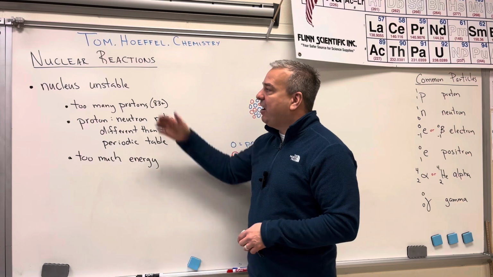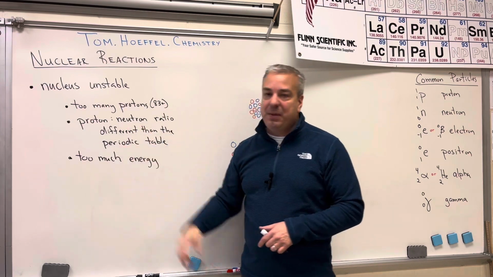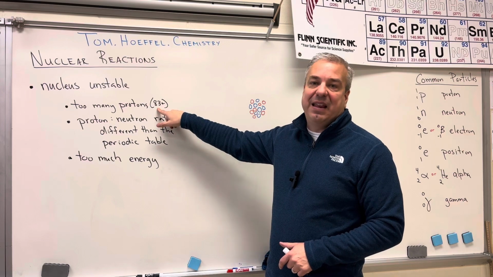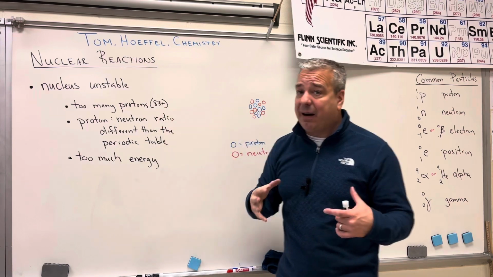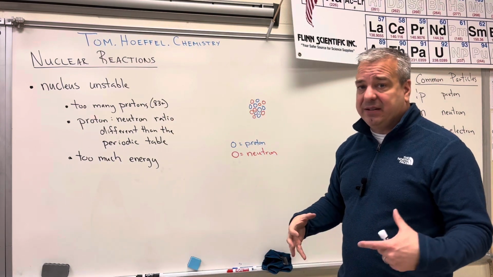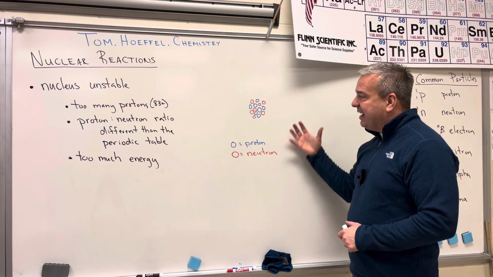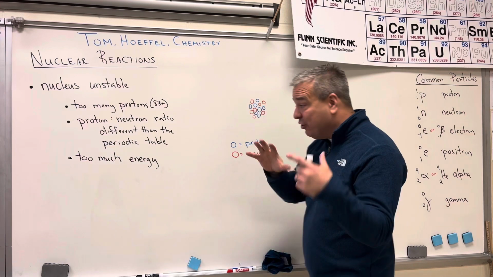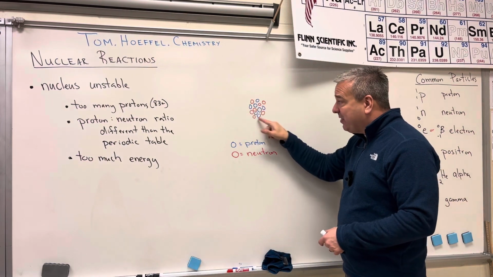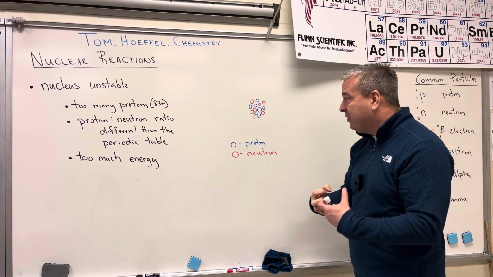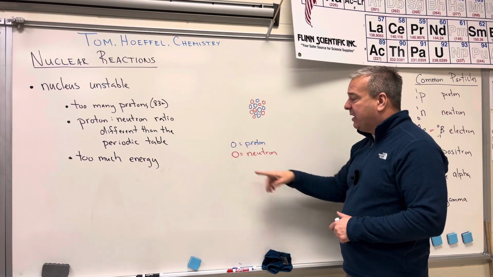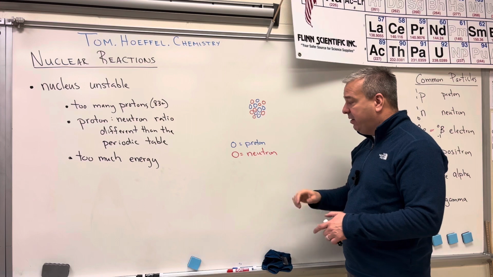Let's talk about the first one, having too many protons. When we say too many protons, we're talking about having more than 83 protons. That's a lot of protons in a nucleus. What I have here is an example of a nucleus, because we're talking about the chemistry that happens inside the nucleus, where the blue circles are my protons and the red circles are my neutrons.